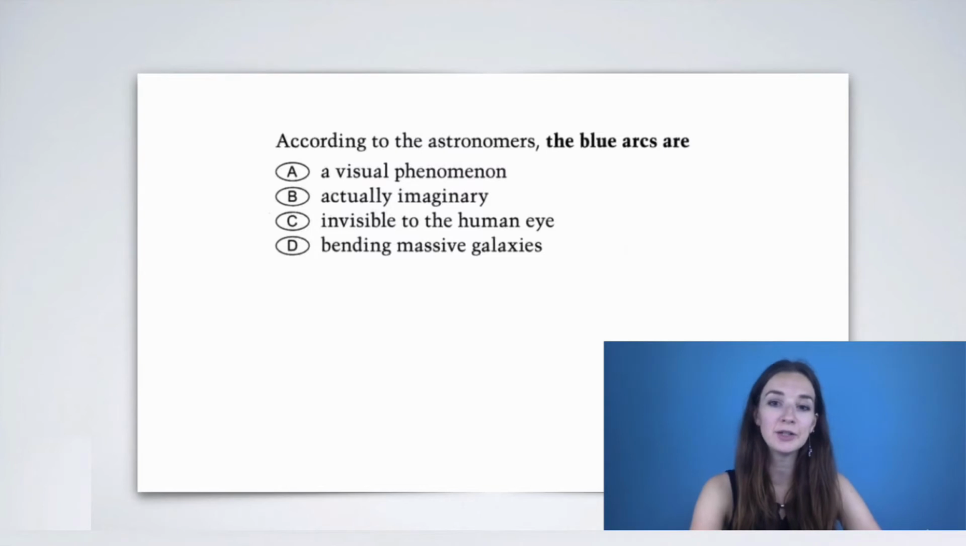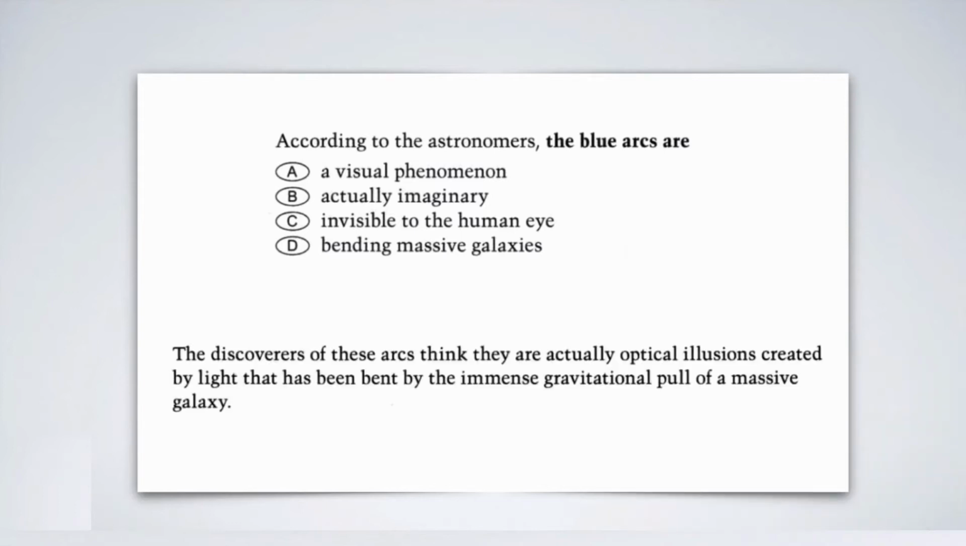For example, we have this question. According to the astronomers, the blue arcs are a visual phenomena, actually imaginary, invisible to the human eye, or bending massive galaxies. Okay, so now we look at the sentence from the reading passage. The discoveries of these arcs think they're actually optical illusions created by light that has been bent by the immersed gravitation pull of massive galaxy. Okay, so what do you think is the right answer?